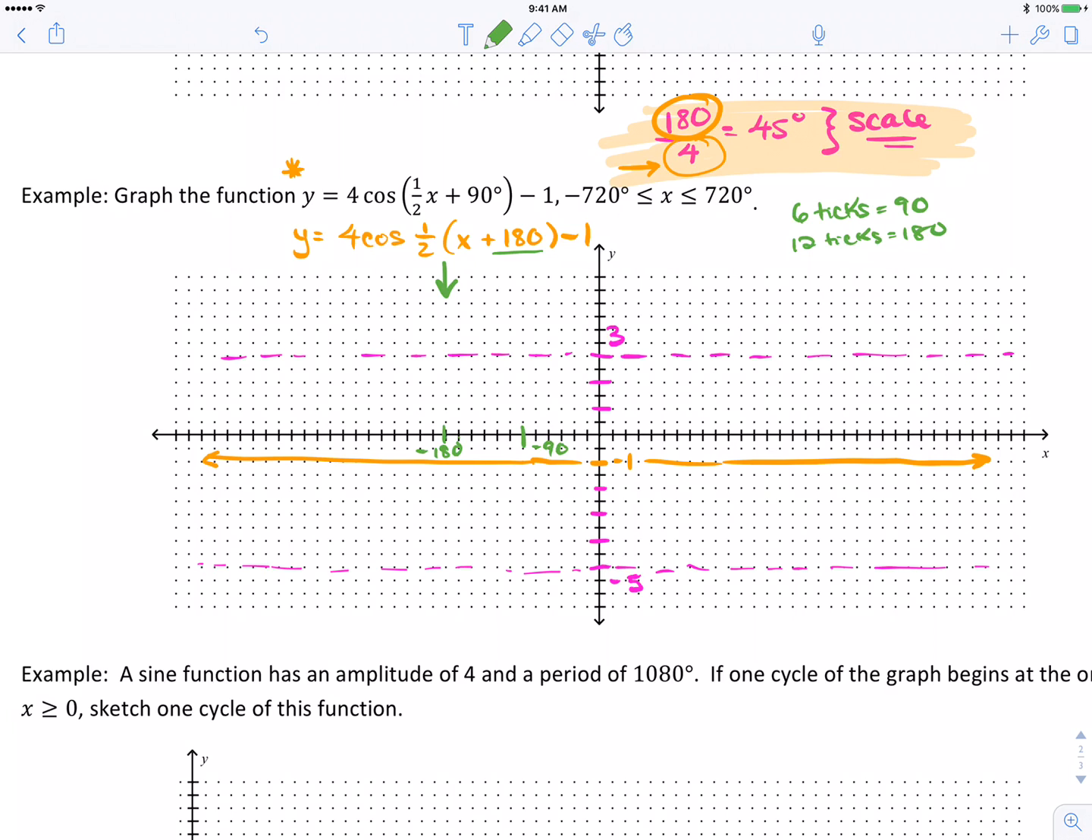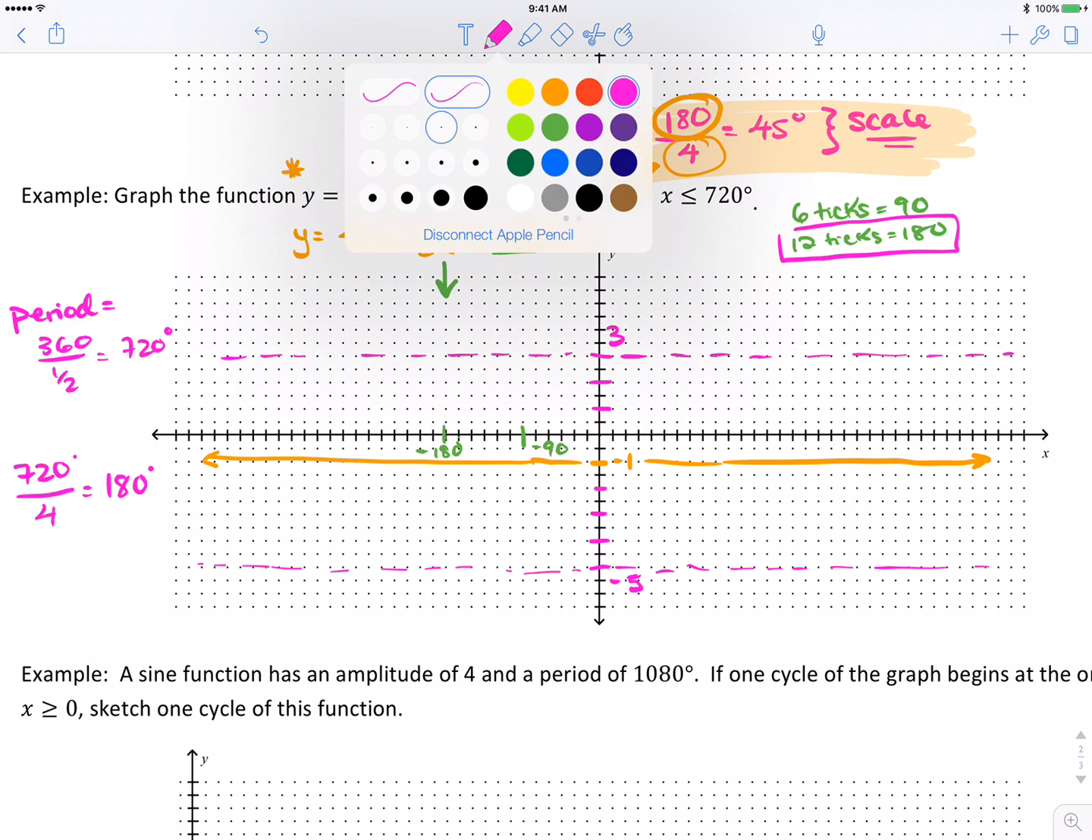And I need to take into account my period before I can start. So we'll do two calculations, one for period, one for scale. 360 divided by 1/2 is 720. So that's how long it takes to do a full cycle. To figure out the scale, the 720 divided by 4. So notice that's never changing, that 4 on the bottom. And it says, hey, 180. So every 180 degrees, every 12 ticks, I need to have a cycle going through.